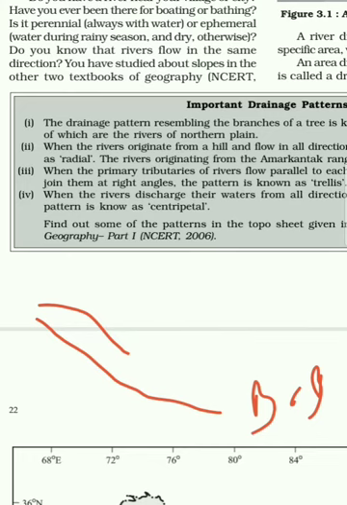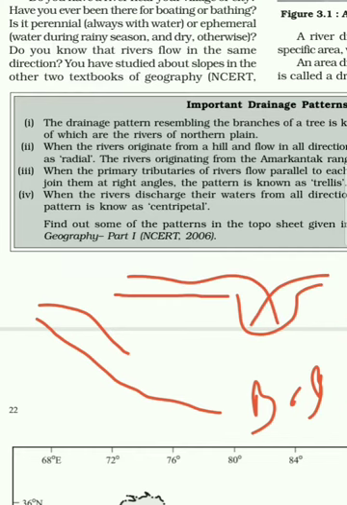And next, we know the plain area. When there is a depression, the river water gets deposited in this area. So this is known as centripetal.